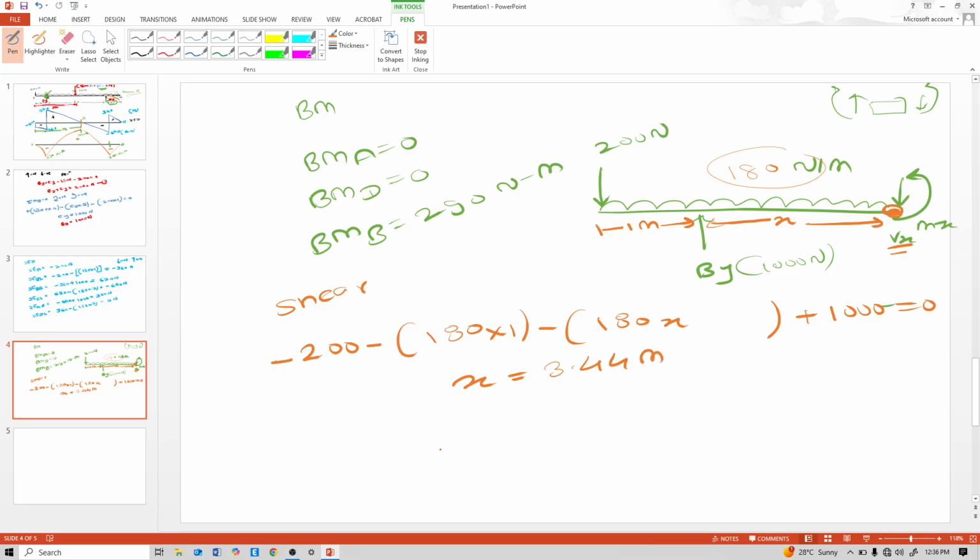So from point A it is 1 plus 3.44. That means at 4.44 meter distance from A, the shear is 0. So 4.44. Now calculate moment.